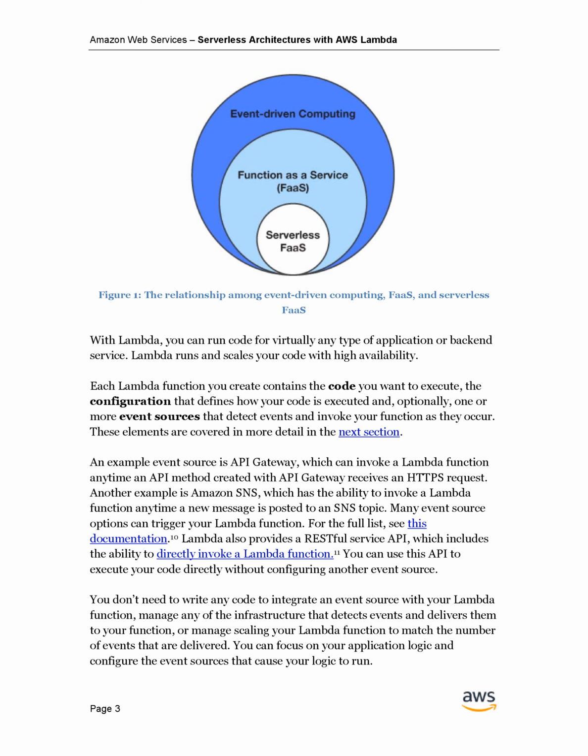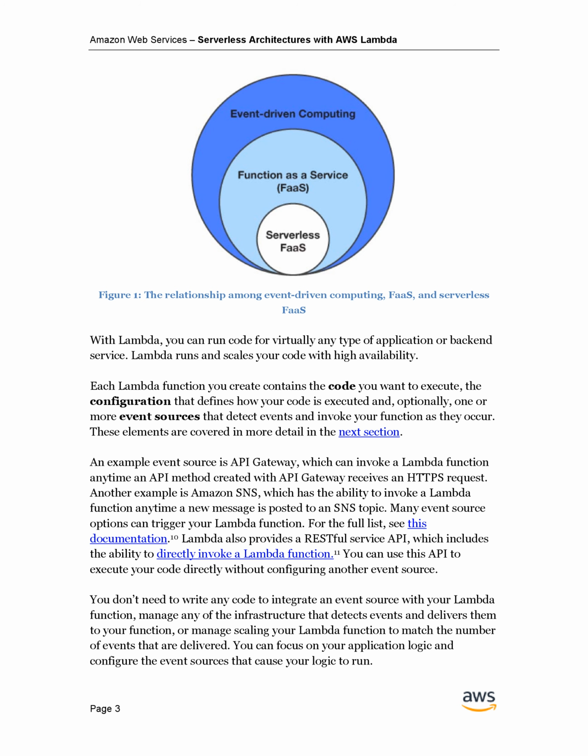Each Lambda function you create contains the code you want to execute, the configuration that defines how your code is executed, and, optionally, one or more event sources that detect events and invoke your function as they occur. These elements are covered in more detail in the next section. An example event source is API Gateway, which can invoke a Lambda function anytime an API method created with API Gateway receives an HTTPS request. Another example is Amazon SNS, which has the ability to invoke a Lambda function anytime a new message is posted to an SNS topic. Many event source options can trigger your Lambda function. For the full list, see this documentation.